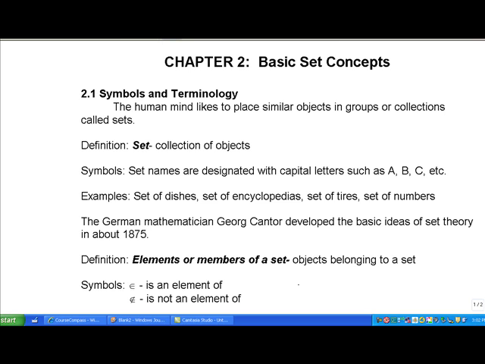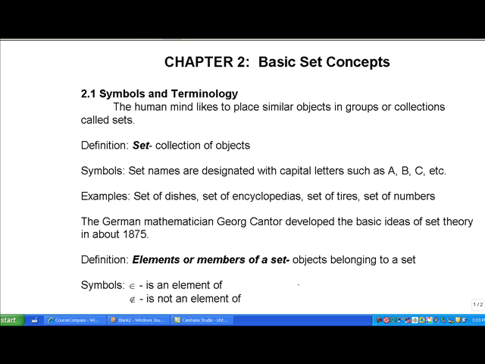First of all, when we're thinking about sets, we're talking about collections of objects, and what we find is that human beings have long liked to place similar objects in groups or collections. If you think about the term set, we talk about a set of dishes, a set of books, a set of encyclopedias, a set of tires, and so forth. Now, set names are designated with capital letters, such as capital A, capital B, capital C, and so forth.